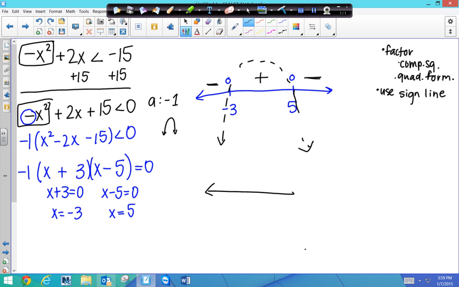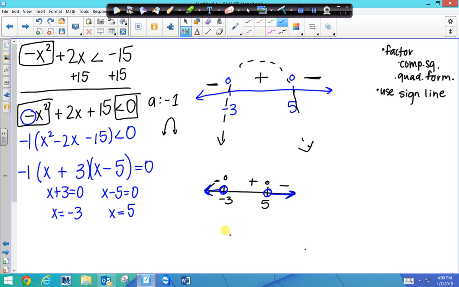So our overall sign line looks like negative, 0, positive, 0, negative. And we are only concerned with the places where it is less than 0. Negative numbers are less than 0. We don't want to include the -3 and the 5 because that's where it's equal to 0. But we do want to include everywhere that it's negative. So we would like to include everything on the outsides.